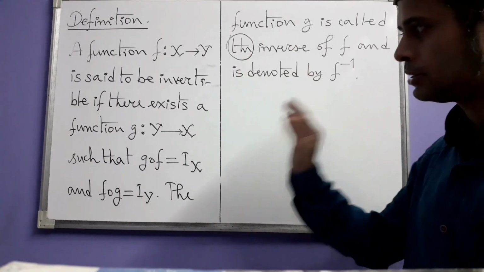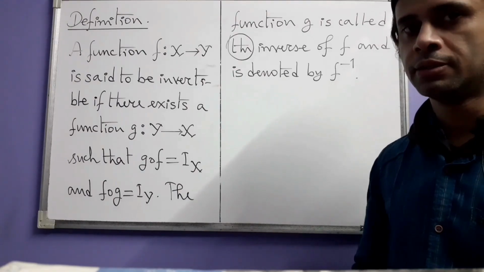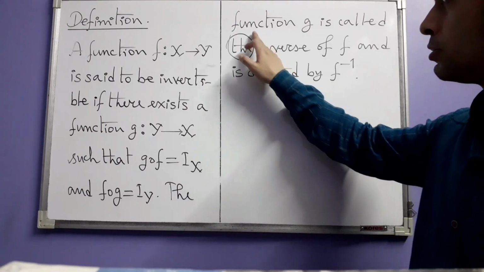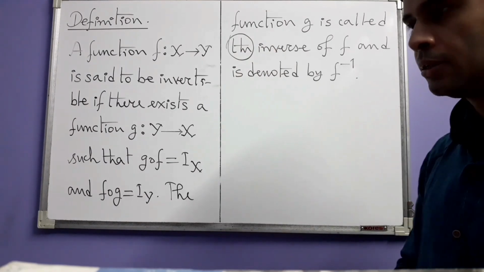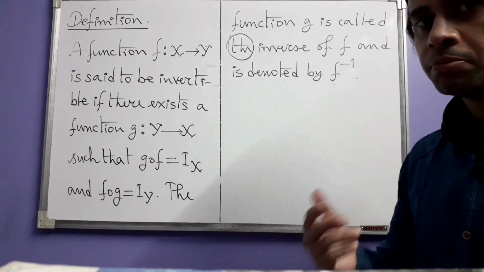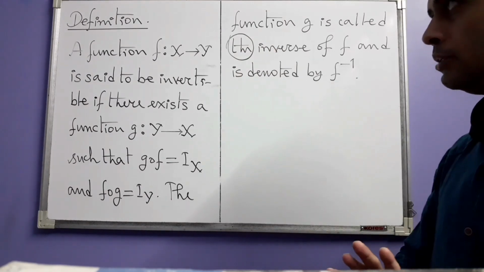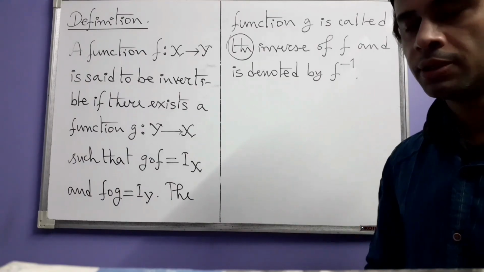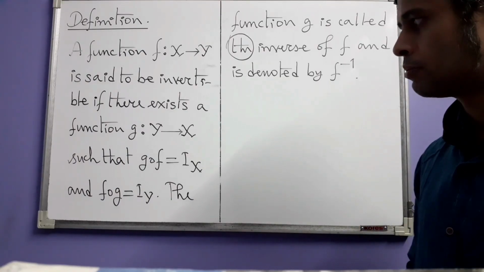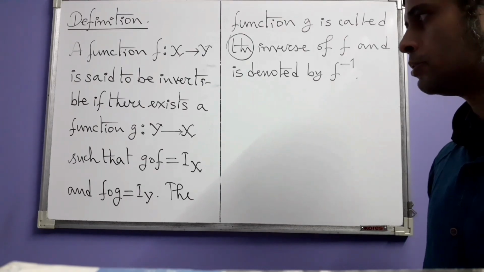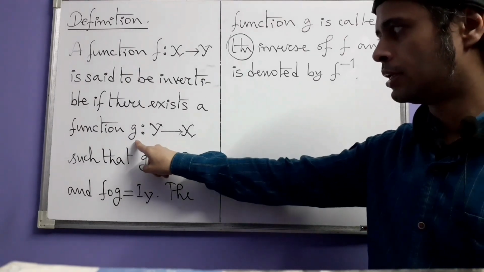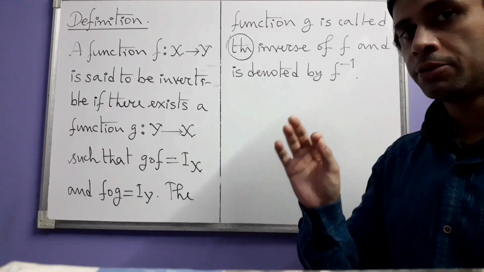Actually, whenever g exists, it will be unique. That is why the use of this definite article "the" here is justified. That, however, needs to be proved. I won't do it. It's also not given in the book, but I want you to think of it. It's not very difficult to prove that whenever there is an inverse, there is only one inverse.